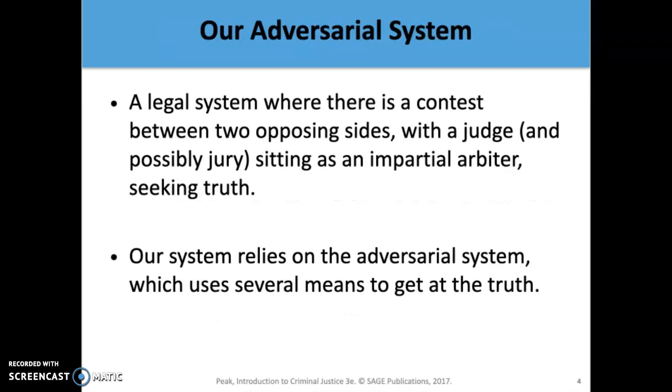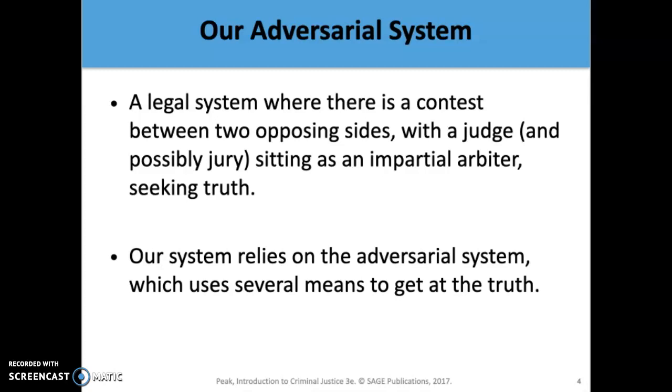Our system is an adversarial one. It's a legal system where there's a contest between two opposing sides, typically a prosecutor and a defense attorney, with a judge and possibly a jury, depending on the type of trial, sitting as an impartial arbiter seeking the truth. Our system relies on the adversarial system, which uses several means to get at the truth. For example, cross-examination: a prosecutor may call a witness, and then the defense has an opportunity to cross-examine that witness. So a lot of it is adversarial as we try to get to the truth.